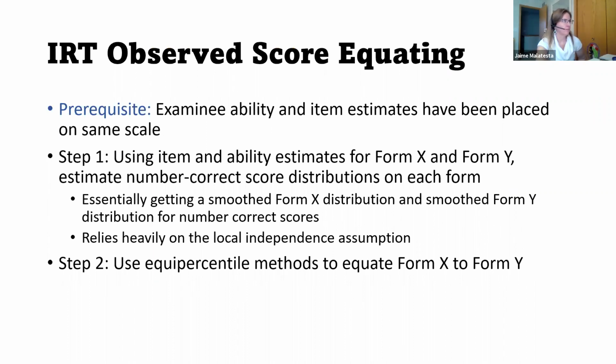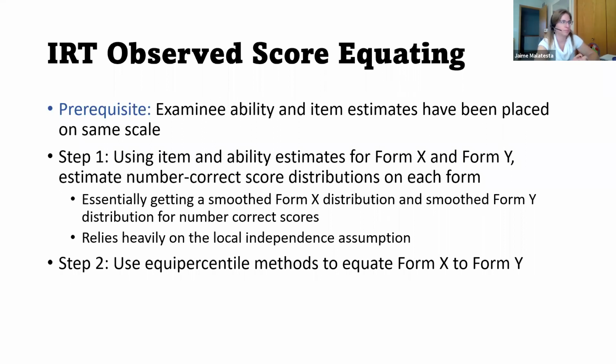Okay, so again, for IRT observed score equating, the prerequisite that we have is that examinee ability and item estimates have been placed on the same scale using some type of IRT scale transformation procedure. There are two general steps. So for the first step, using the item and ability estimates for Form X and Form Y, you estimate the number correct score distributions on each form separately. Essentially you're getting a smooth Form X distribution and a smooth Form Y distribution for number correct scores.